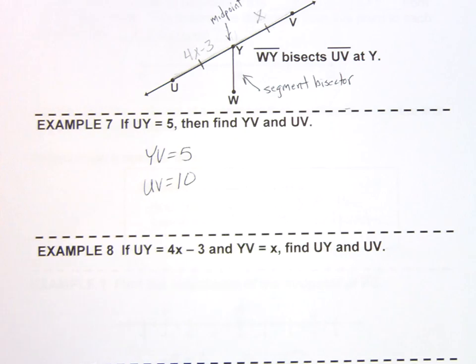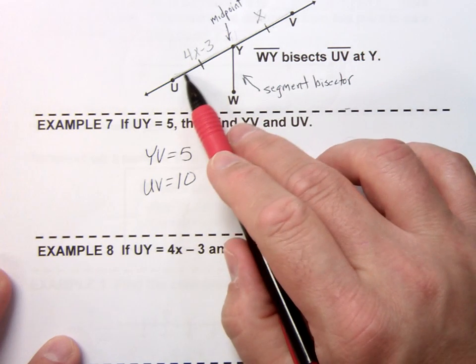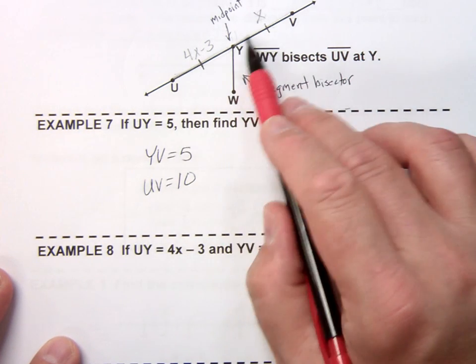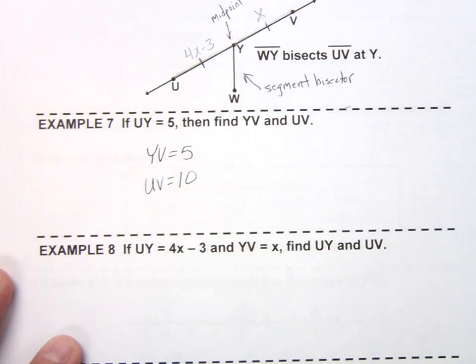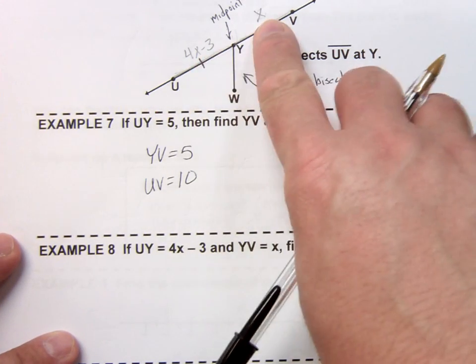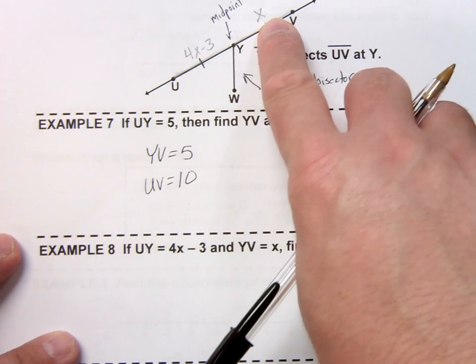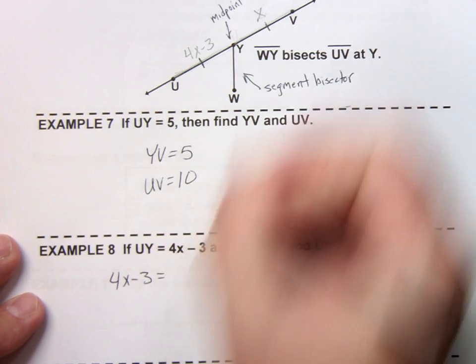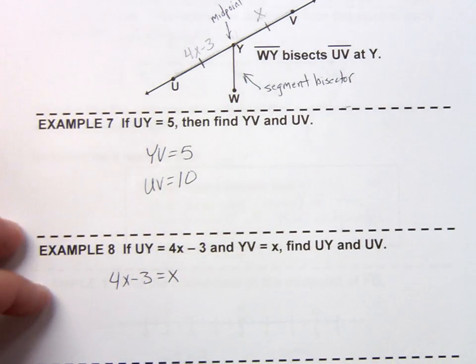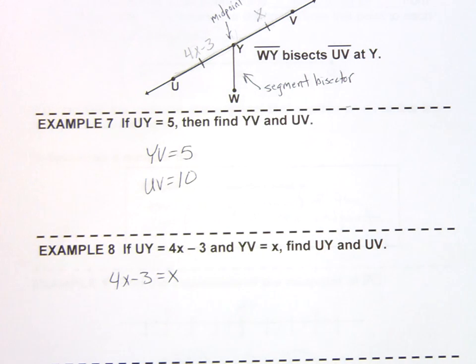Well, just like on the last problem, I already know that these two segments are congruent. They have equal measures. So because of that, I'm going to set up an equation that I can solve here. I know that this and this should be the same thing, the same amount. So I'm going to say 4x minus 3 equals x. Anytime I know two things are congruent, I can just set them equal to each other. Because that's what it means. Congruent means equal measures. So now I'm just solving this equation.